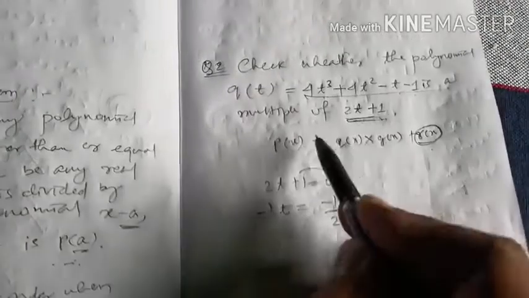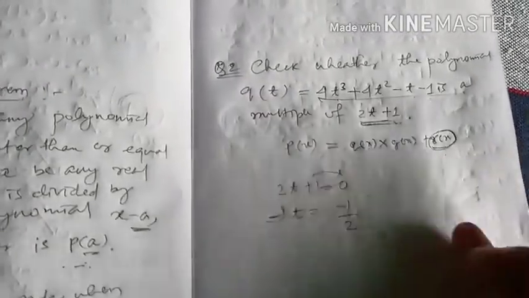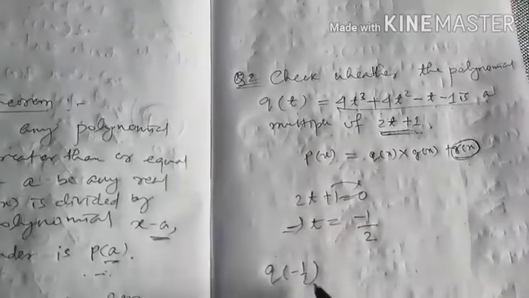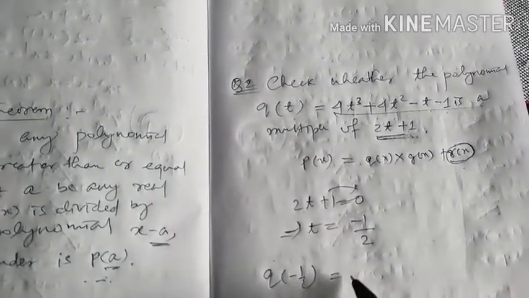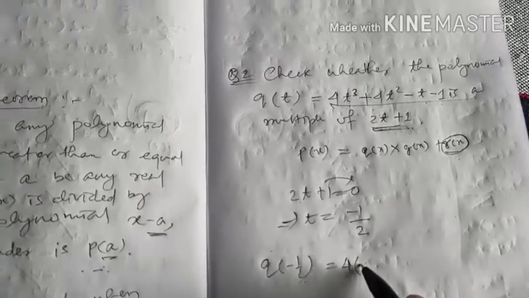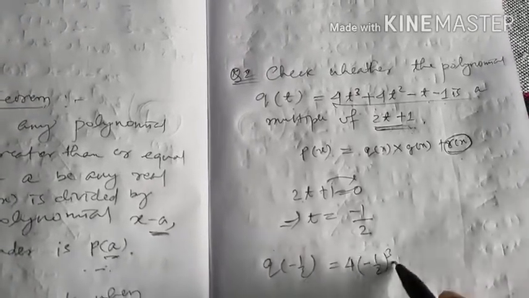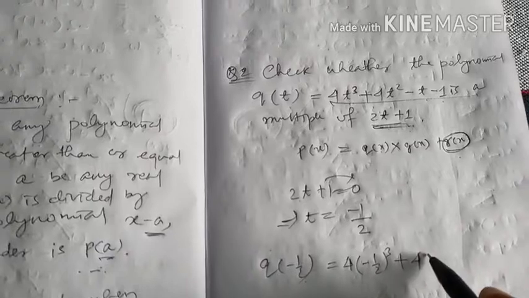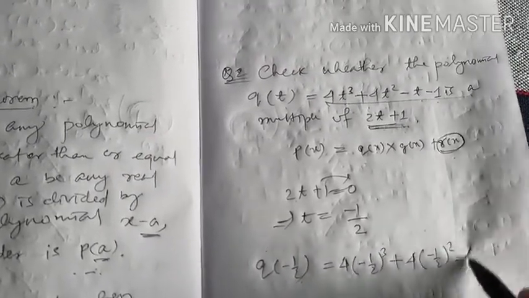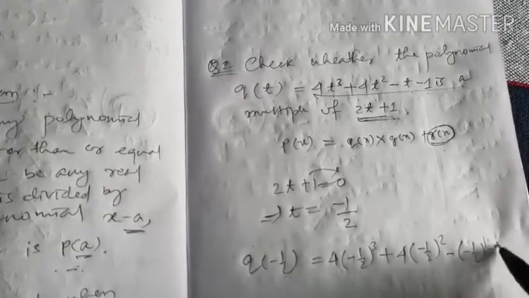Then in place of t, we will write -1/2. Let us find q of -1/2. Here it is written q of t, and we will find q of -1/2. 4t³ we can write 4 into (-1/2) whole cube plus 4t² we will write 4 into (-1/2) whole square, minus t, minus of -1/2, and again -1.